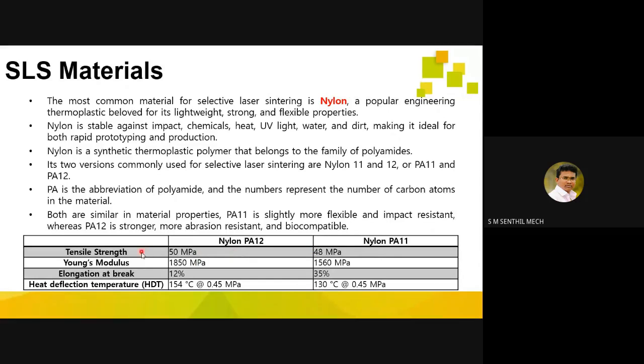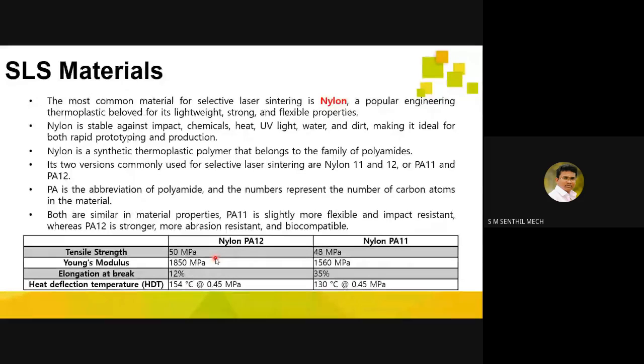But looking at the Young's modulus, nylon PA12 has a higher Young's modulus. On the contrary, looking at the elongation, nylon PA12 has 12% elongation, whereas nylon PA11 has 35%. It means it can be stretched to a longer extent than PA12. So where it elongates more, it has a lower strength. That is the relationship you have to pick up from this table.